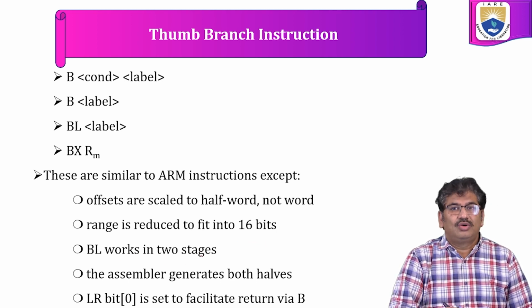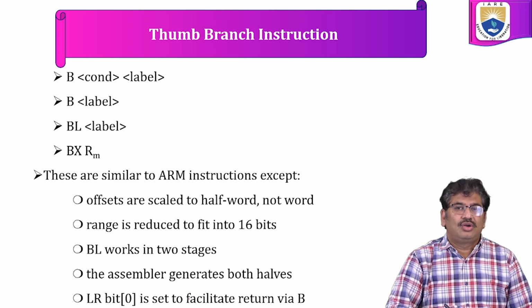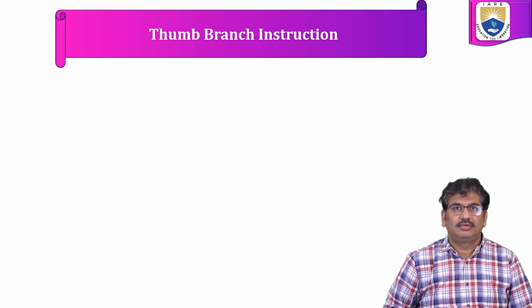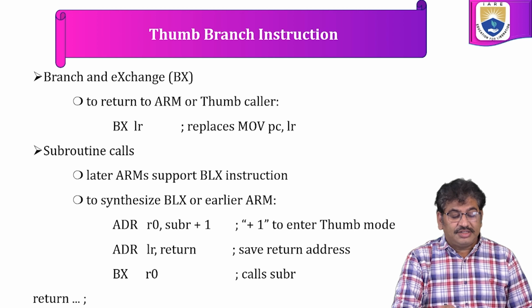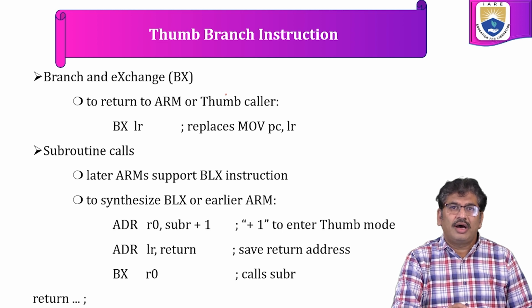BL works in 2 stages. The assembler generates both halves. The LR bit 0 is set to facilitate return via branch B. The next instruction is the BX instruction, which is branch and exchange. This is to return to ARM or Thumb. It is for branching from Thumb to ARM or ARM to Thumb. The syntax of the instruction is BX LR.